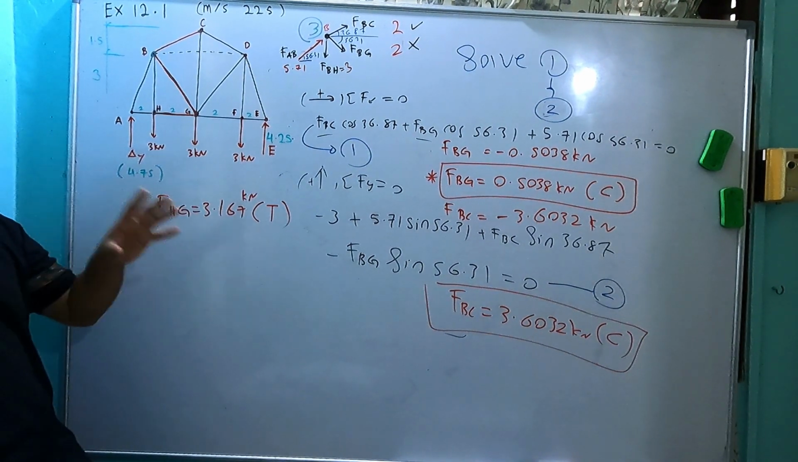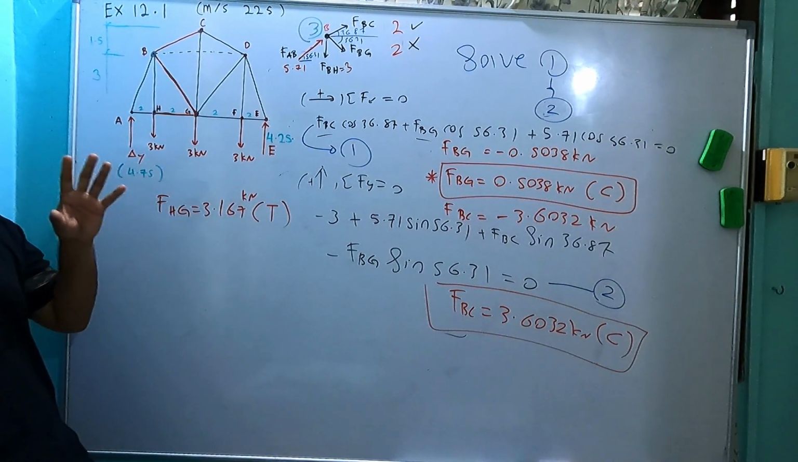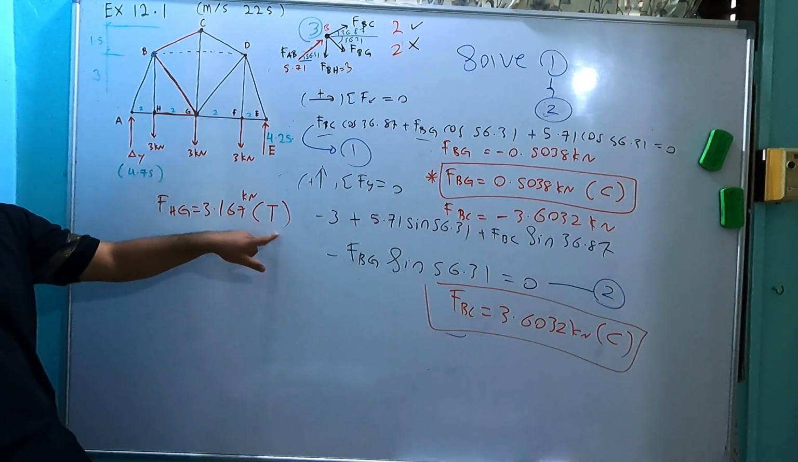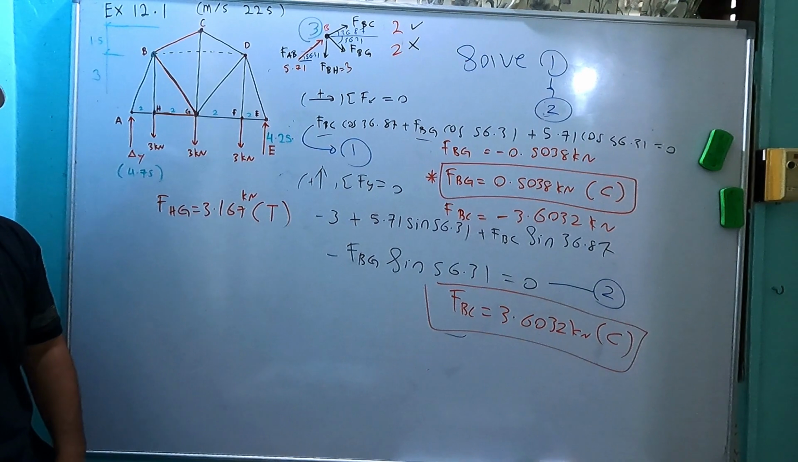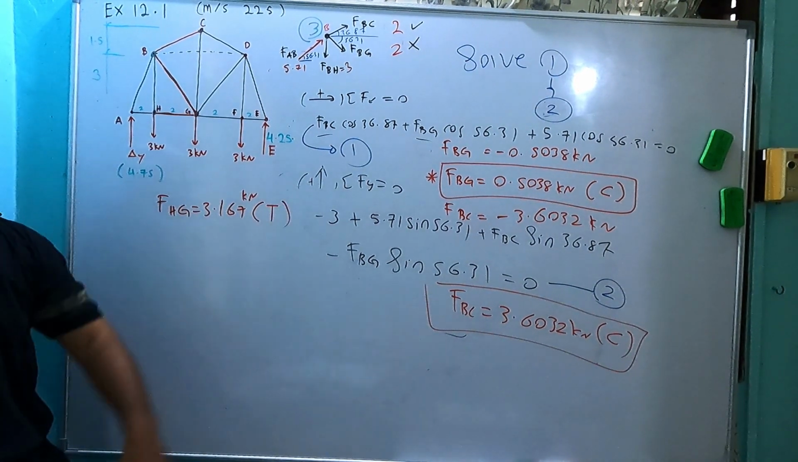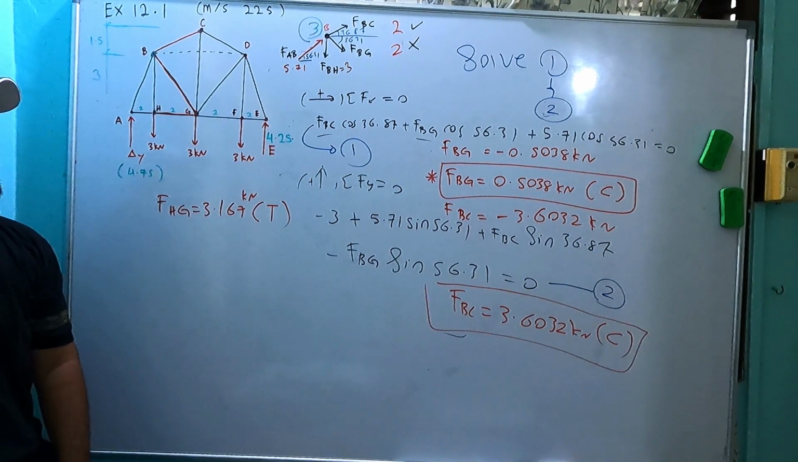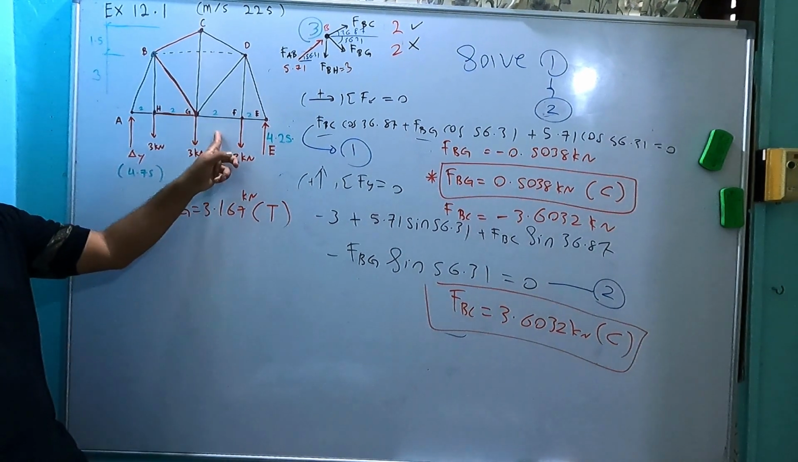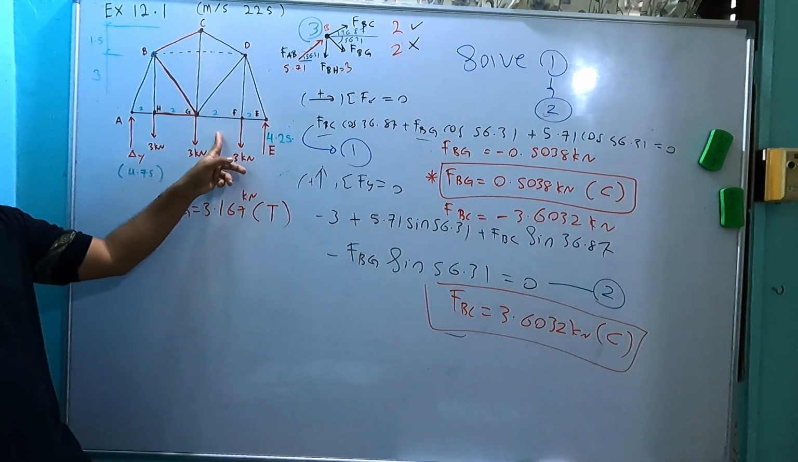Make sure you write the answer accordingly. The question asks you either tension or compression, so you have to write it directly, tension or compression. If you don't want to write tension in full, you just put T and compression as C. Okay, so that's all. We will go to the second method, which is the method of sections, using the same example later on.